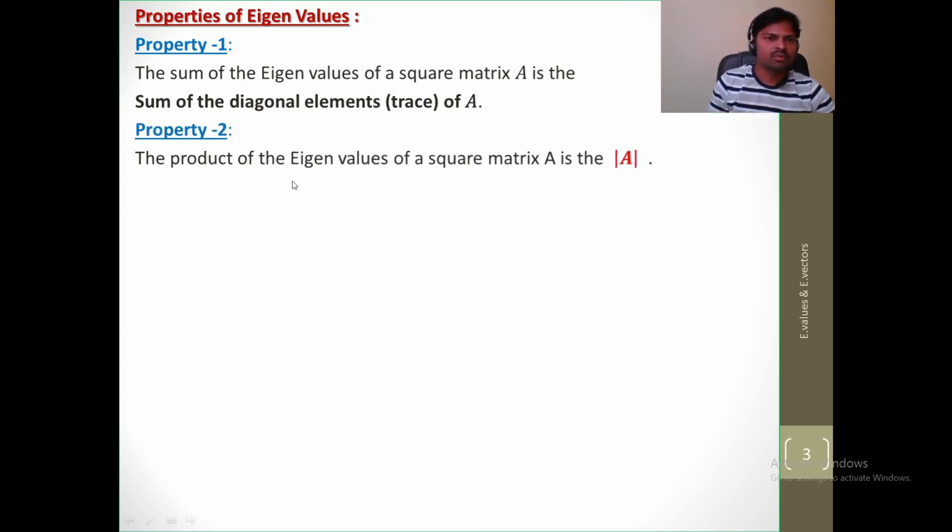Next, property number 2. This also just now I proved. The product of the eigenvalues of the square matrix A is nothing but the determinant of A. Whatever square matrix A you take, the product of eigenvalues is nothing but det A, the determinant of A.